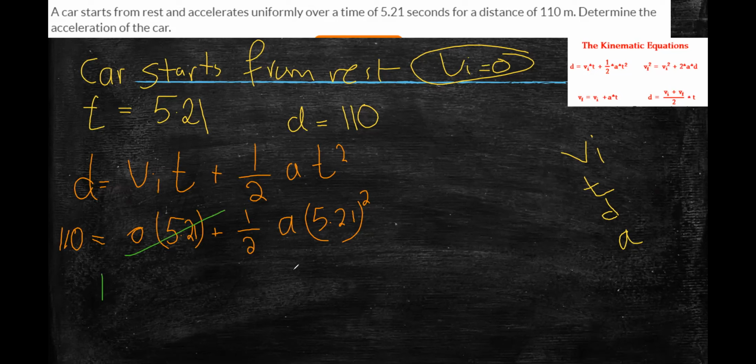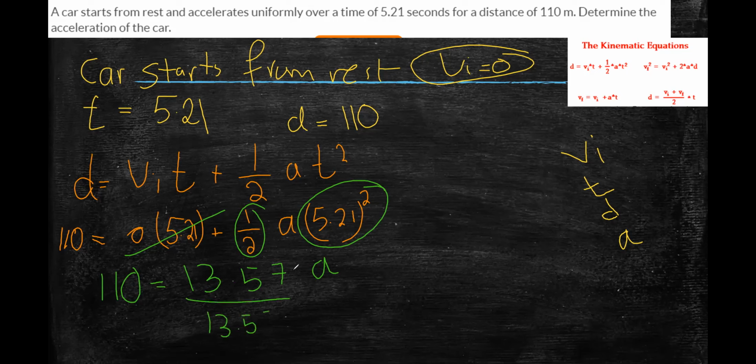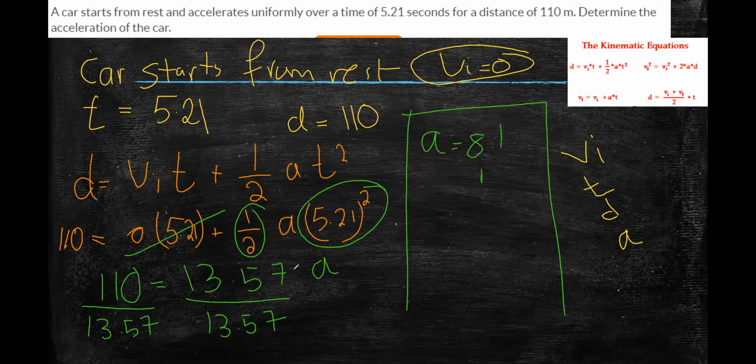Then this is 0. So 110 is equal to half A times 5.21 squared. Now, 5.21 squared multiplied by half is 13.577 times A. If you multiply this one by 2, then divide it by 2, you will get 13.57 by calculator. Then after that, divide by 13.57, divide by 13.57. So the acceleration is 8.1 meters per second.